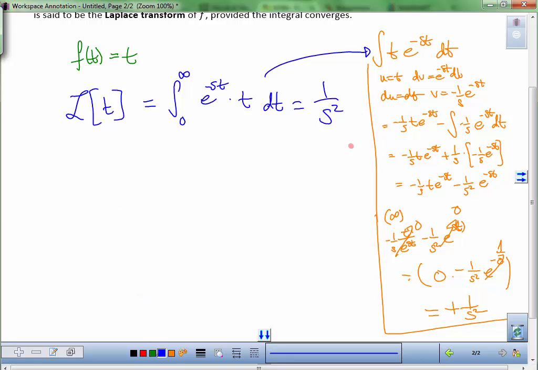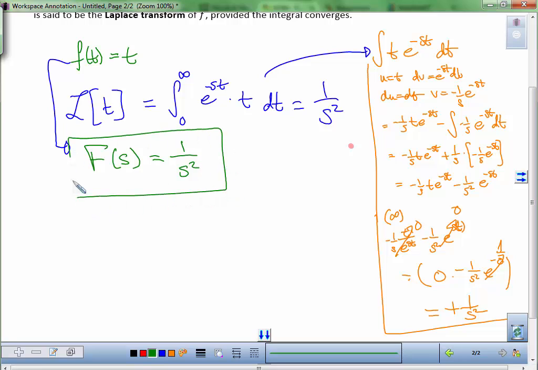So we have now successfully gone from the t world to the s world. And the s world, by notation, if we use little f for a function in the t world, we're going to use capital F for a function in the s world. If we use y, little y, in the t world, we're going to use capital Y in the s world. And that's just the notation. And your variable is now s. So this is our transformation.